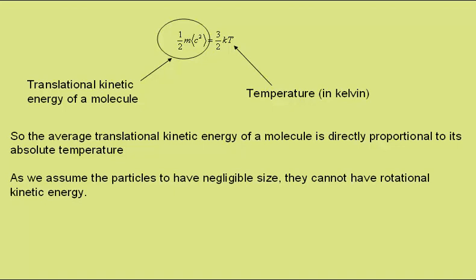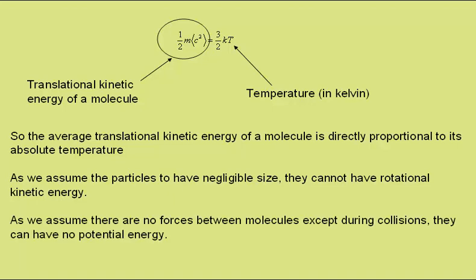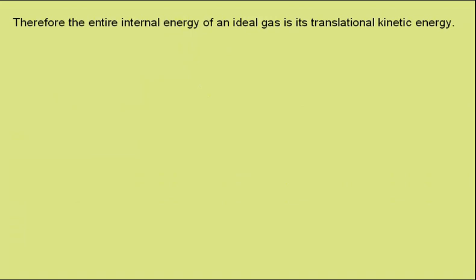As we assume the particles to have negligible size, they cannot have rotational kinetic energy. And also, as we assume there are no forces between the molecules except during the collisions, they can have no potential energy. Therefore, the entire internal energy of an ideal gas is its translational kinetic energy. As an ideal gas with no bonds between particles, it can have no other form of energy.